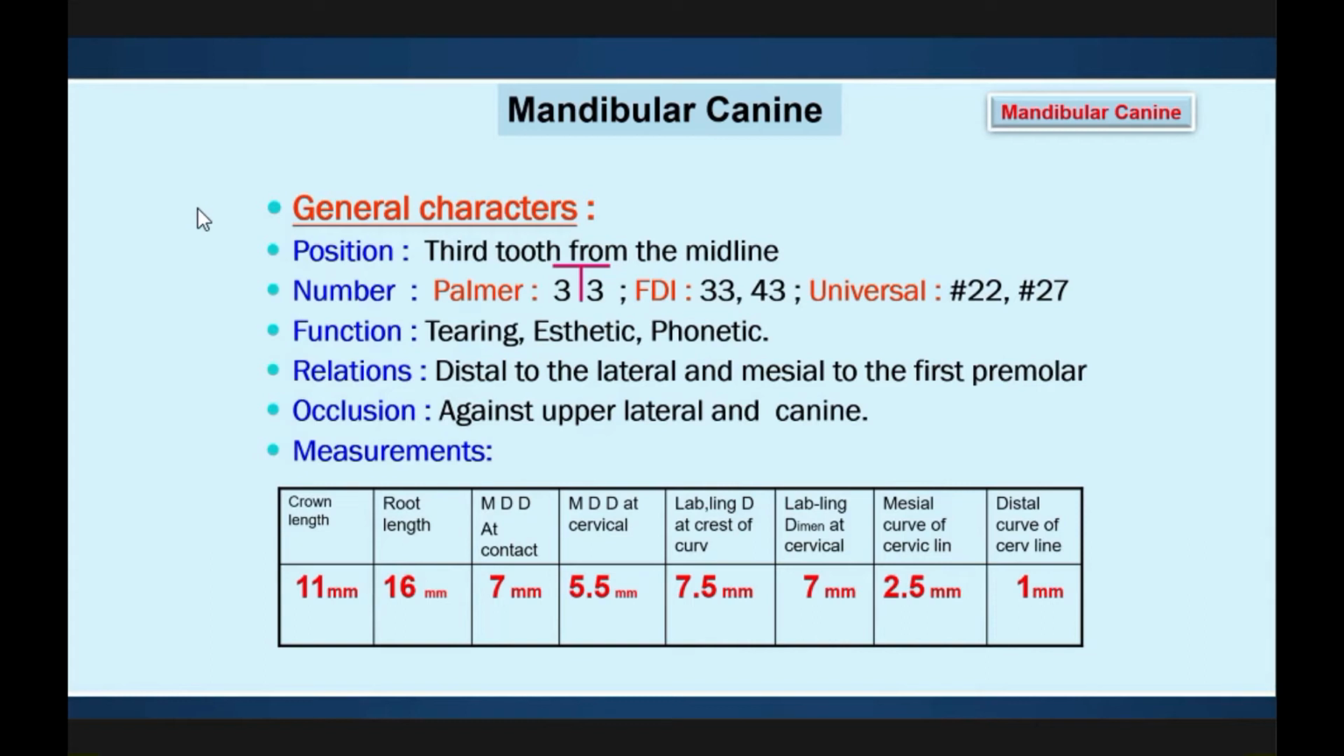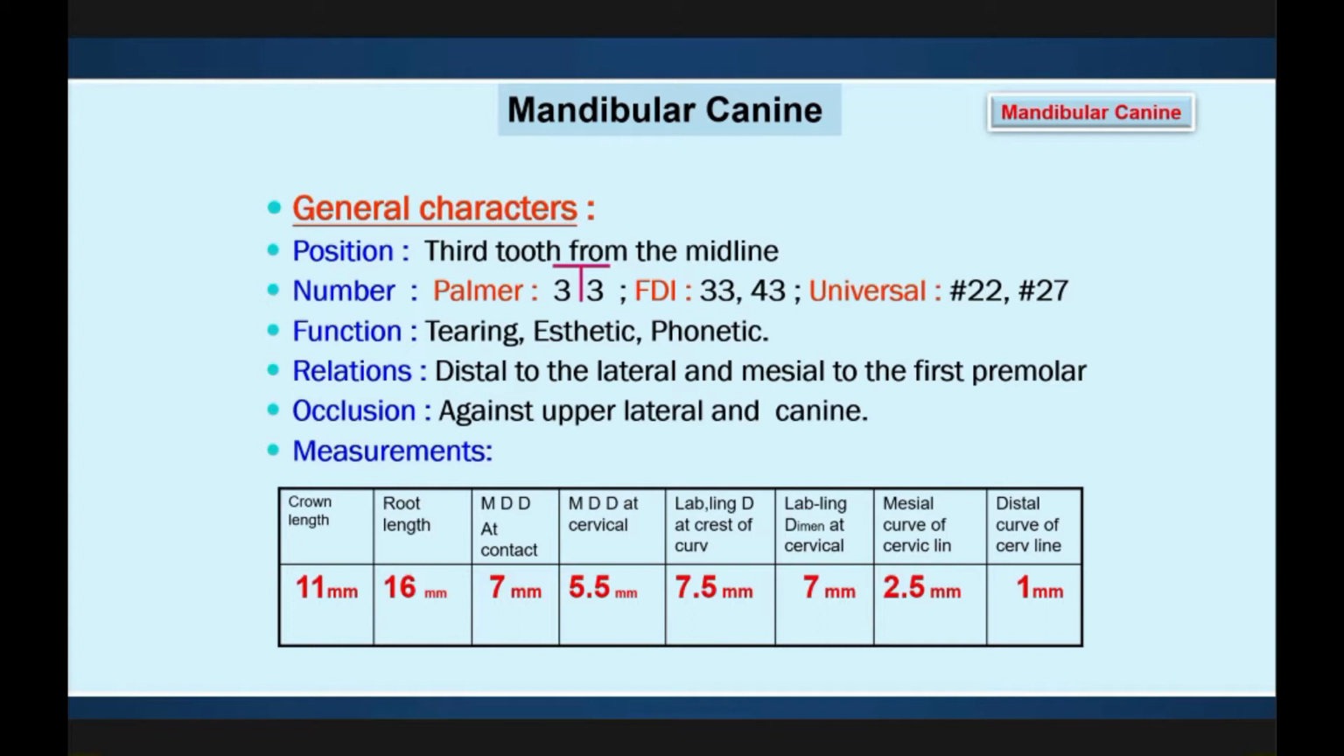Lying between the lateral incisor and the first premolar. And occlusion is against upper lateral and canine. Actually, the lower is always related to the corresponding upper and the previous ones. And the upper is always related to the corresponding lower and the next one. So our lower canine is related with the upper canine and the lateral one. Crown length, you see here, crown length is 11 millimeter, root length is 16 millimeter.